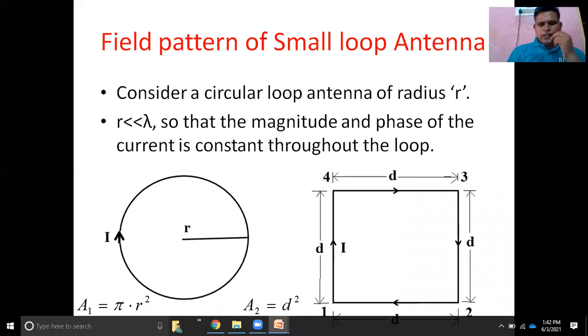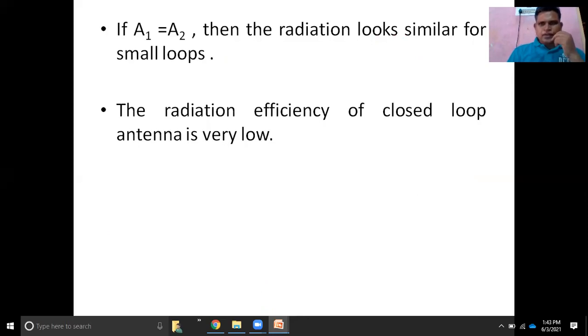In our last class we have seen that for a small loop antenna, the radius is very much less than the wavelength of the electromagnetic signal. Suppose here we have a current carrying circular loop and a square loop. The area of the circular loop is a1 equal to pi r square, and for the square loop, the area is equal to d square. We have seen that if a1, the area of the circle, is equal to the area of the square, then these loop antennas have a similar radiation pattern.